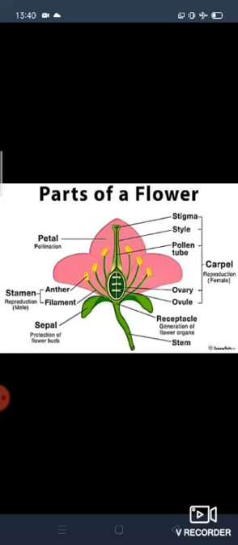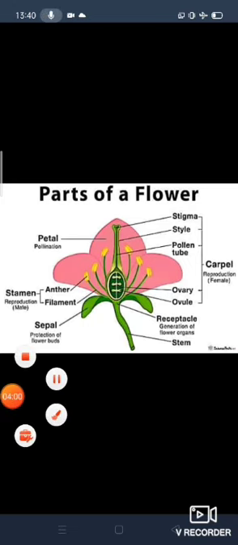Okay, now we will see the next one, that is what? Petals. So what do you mean by petals? Petals are the second part of the flower. After the sepals, petals are the second part of the flower. They are modified leaves and are bright in color. Petals are exactly like leaves, children, but modified.